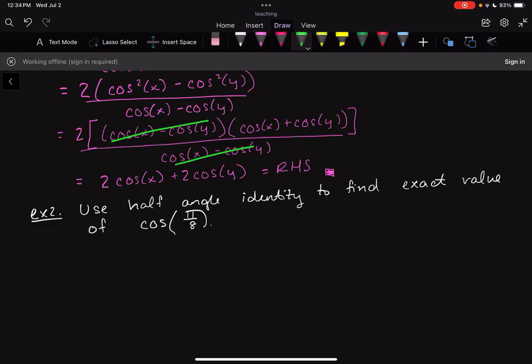Now, just a little bit of a disclaimer. On the test, I'm not going to tell you which identity to use. So for something like this, if it was cosine and you're trying to find the exact value, I would probably prefer using the sum or the difference identity over using the cosine half angle identity. But I still want to show you how to use it, so I'm going to rewrite the identity first, just so that we have it here to take a glance at.